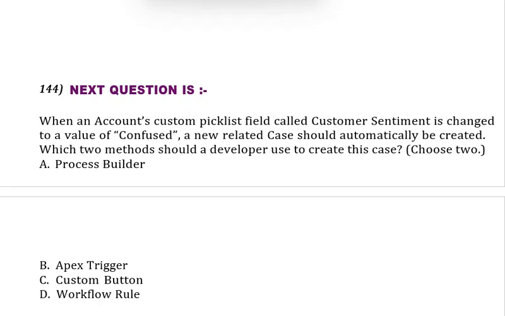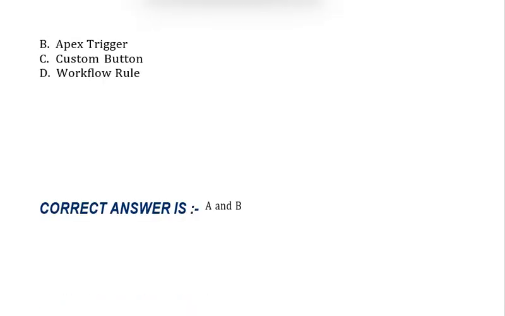Question is, when an account's custom pick list field called customer sentiment is changed to a value of confused, a new related case should automatically be created. Which two methods should a developer use to create this case? Option A, process builder. Option B, Apex trigger. Option C, custom button. Option D, workflow rule. Correct answer is option A and option B.